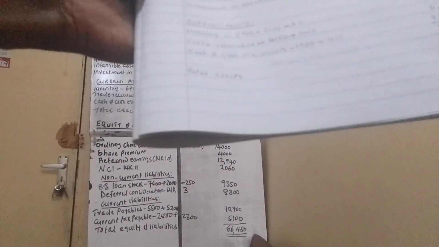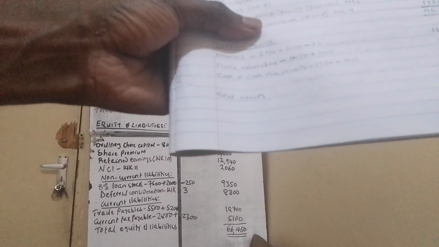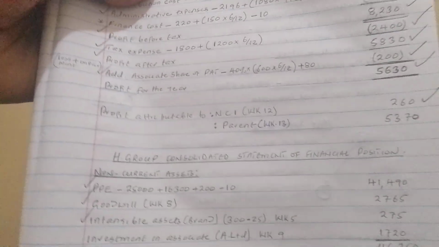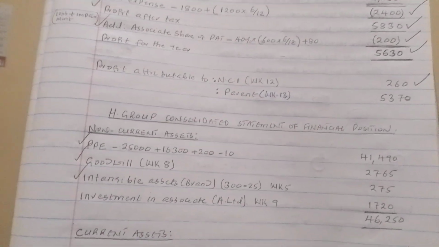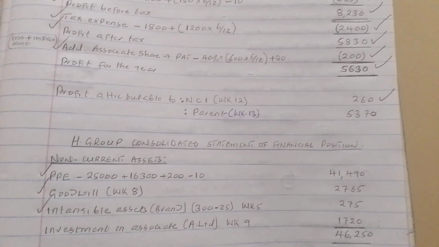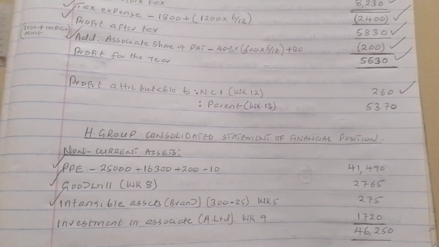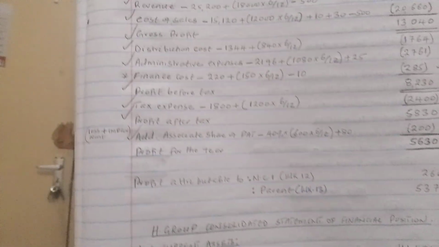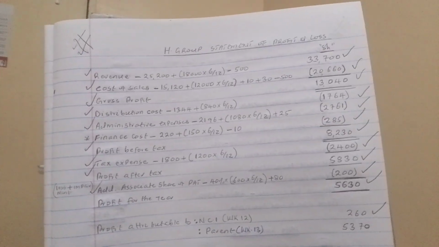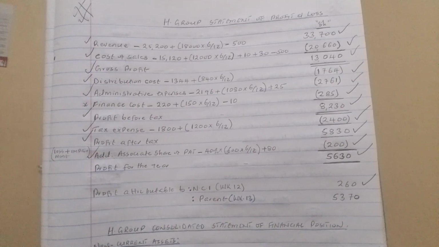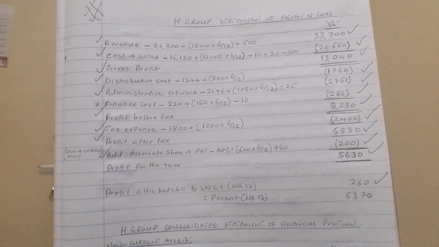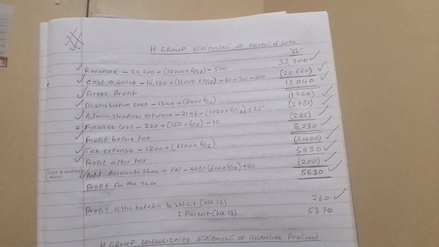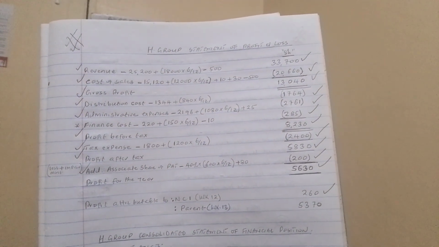So working number 12 is there. So that is how we are getting this particular figure. Profit attributable to NCI, 260. 260 is there. Then when you less that, what you are left with is what goes to the parent, 5370. So basically that should be H group statement of profit and loss consolidated. So it will be something like that. So that is the answer for number A.